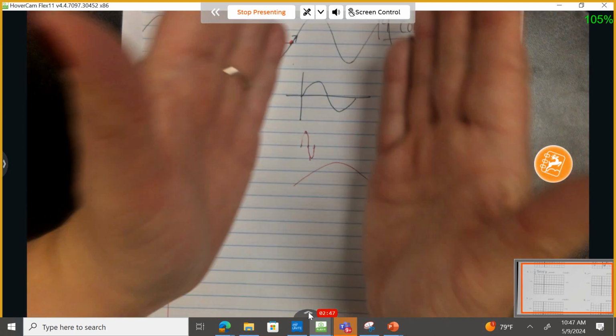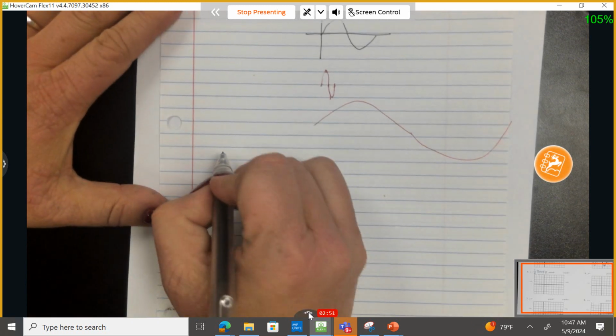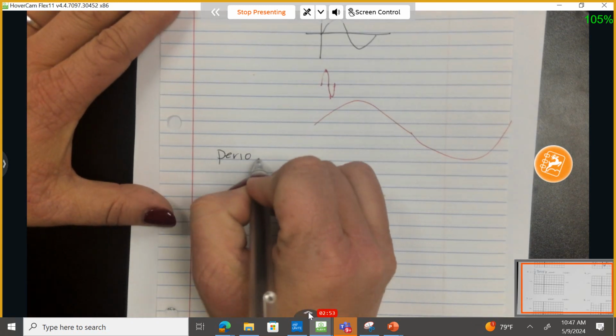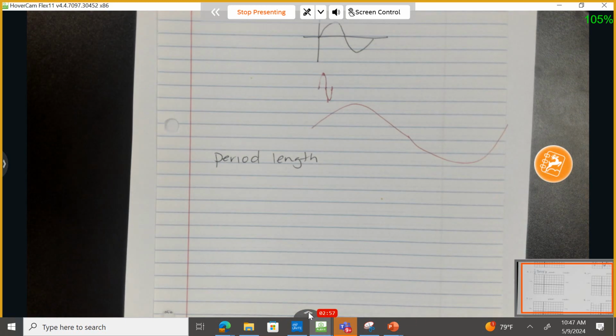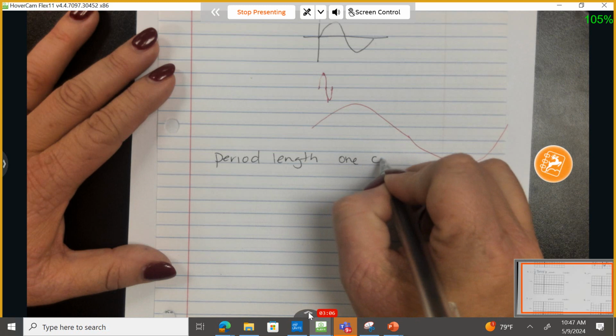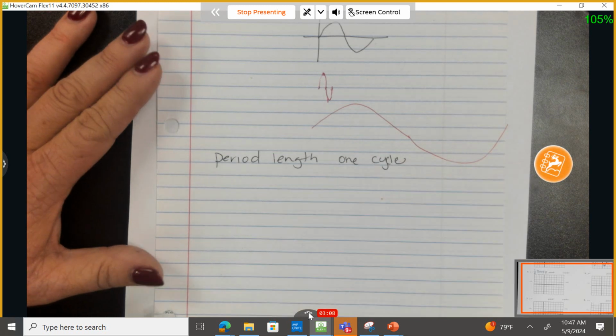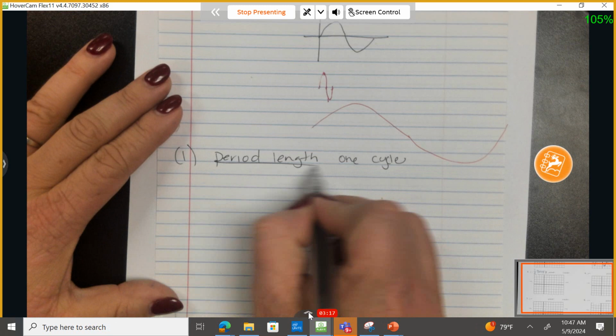So how do we determine how long one cycle is going to be? That's called the period length. So if everybody could write down period length. Sometimes on paper, to save space, they just write down the word period. And period represents the length of one cycle. This is the first thing we should always start with. If you're a procedural person like I am, like, just tell me, what do I do first? The first thing you do is you find the period.